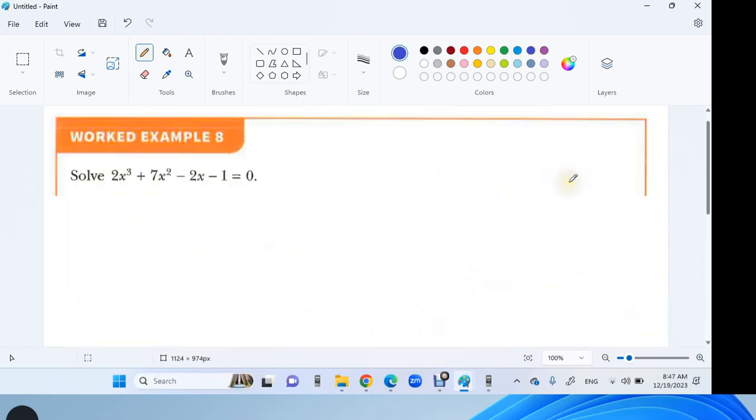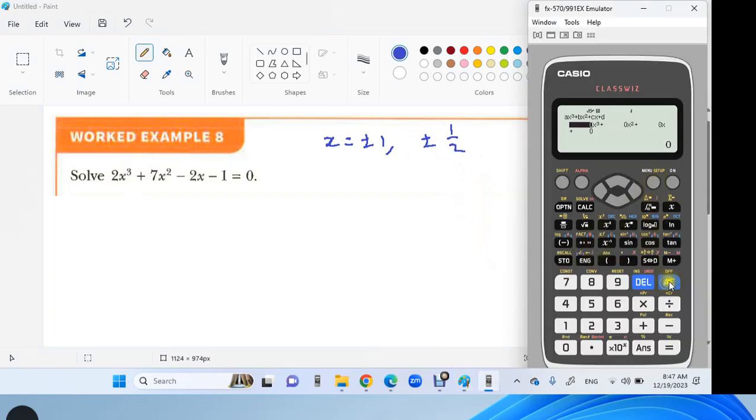For worked example number 8, we are also doing the same thing. So the root can be plus minus 1 or plus minus 1/2. Then what we do here is we have the equation here. We have the 2, 7, -2, and -1. Then we try 1/2 as the root. So this is 1/2. Then we have the 1/2, and then we have this.